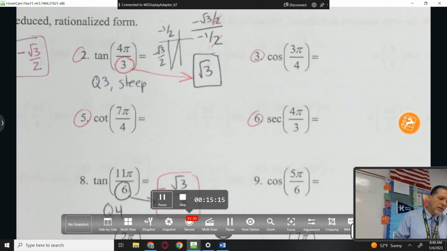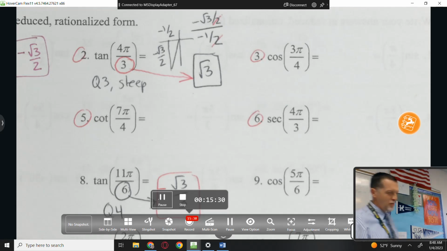Number 3, cosine 3 pi over 4. Okay, if you've got your unit circle out, which a bunch of you do, which is fine, flip it over though. Now try number 3. Cosine 3 pi over 4.